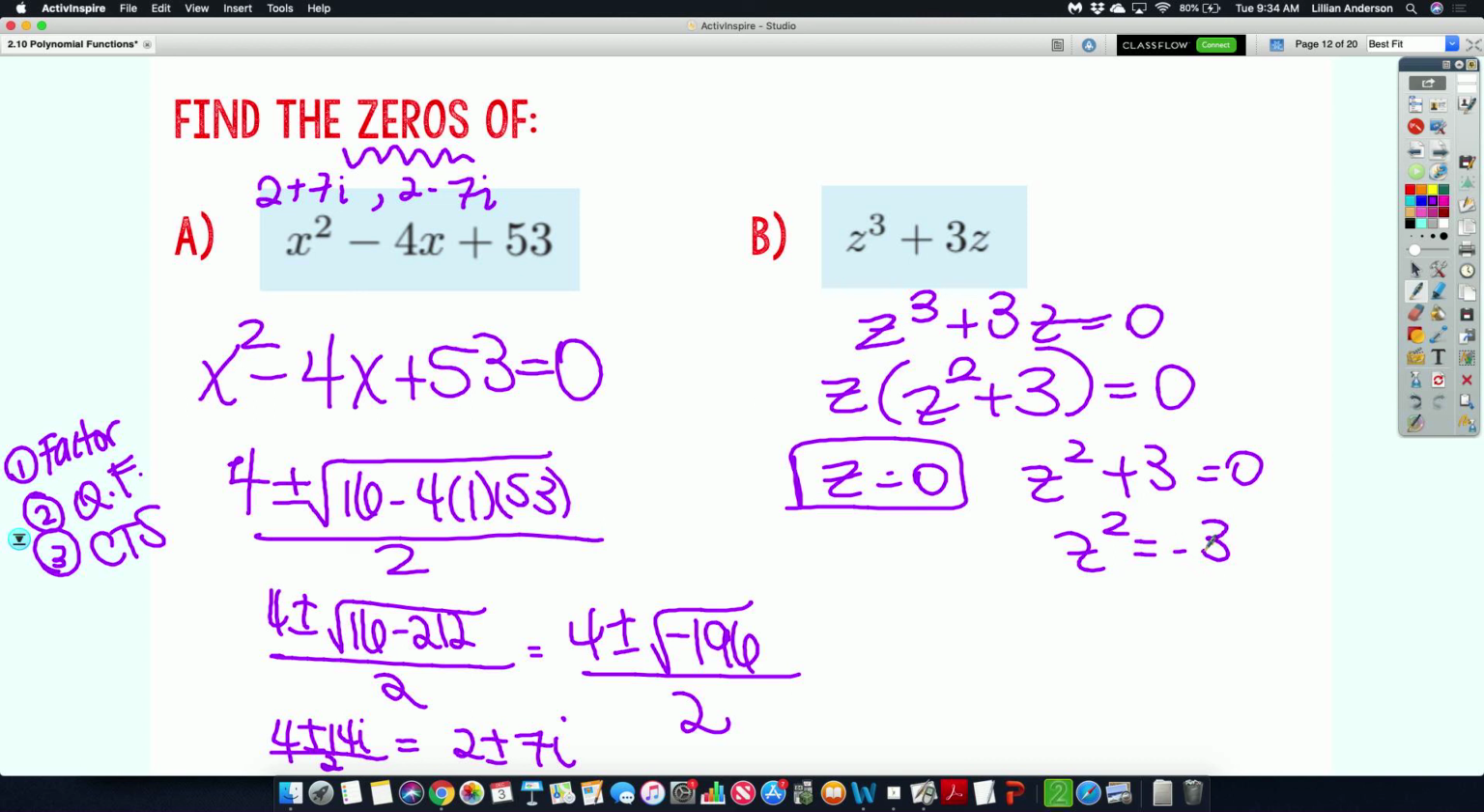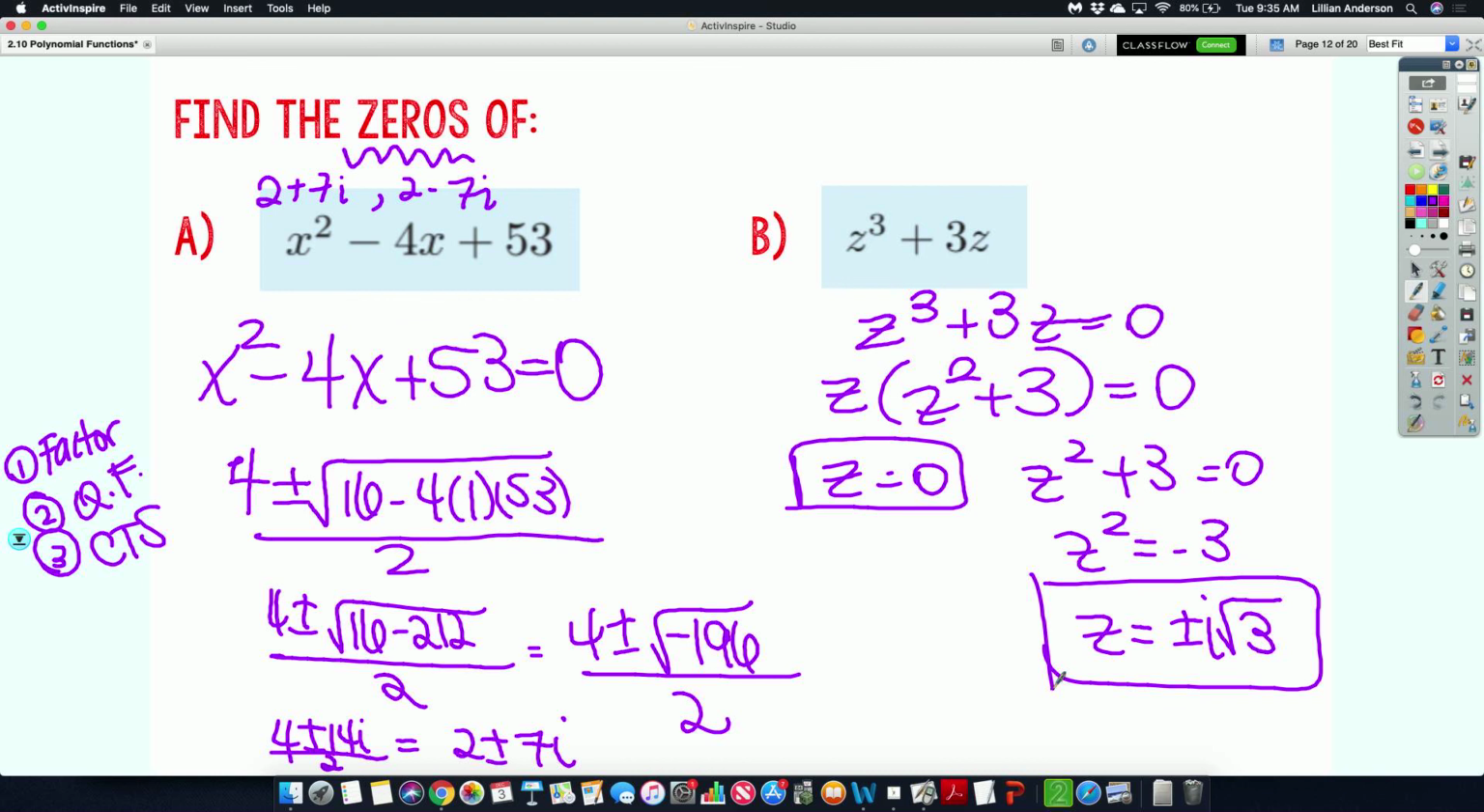was plus or minus the square root of 3i. Where was your i? Should be on the outside. So i square root of 3. Make sure your i's in front. Okay? There we go. Questions?